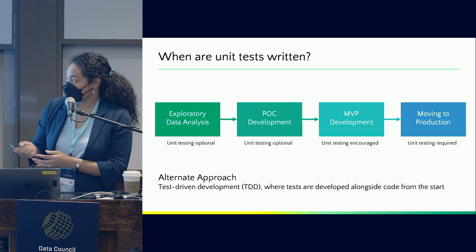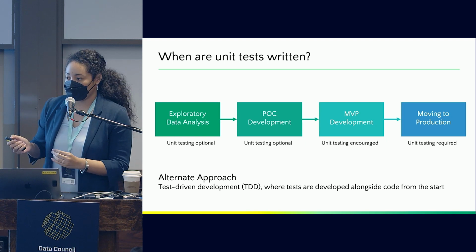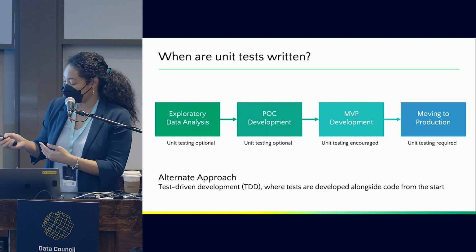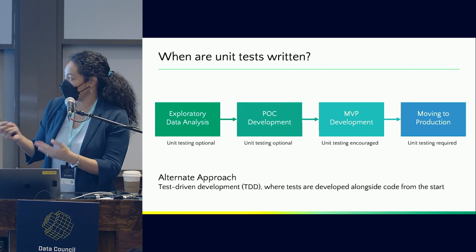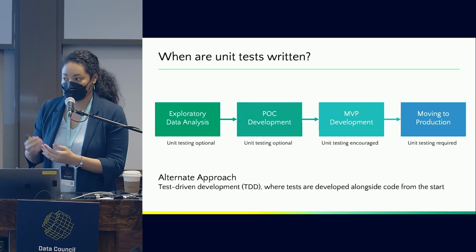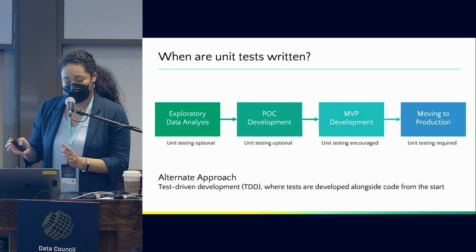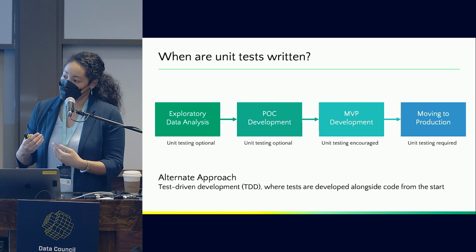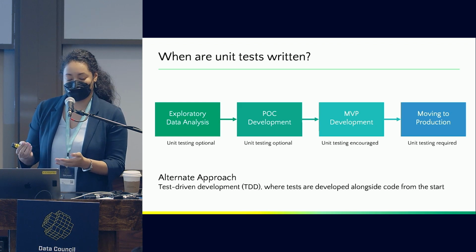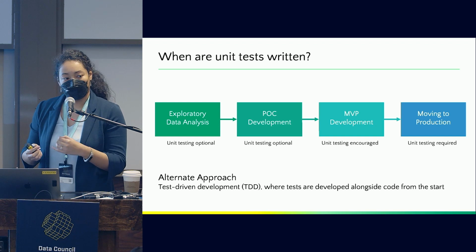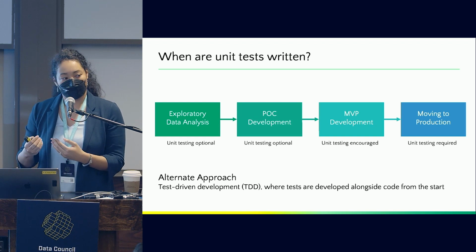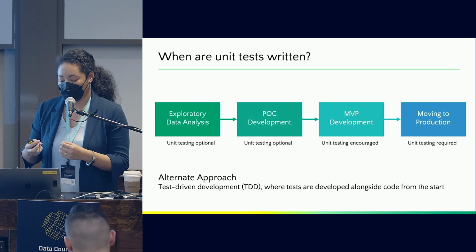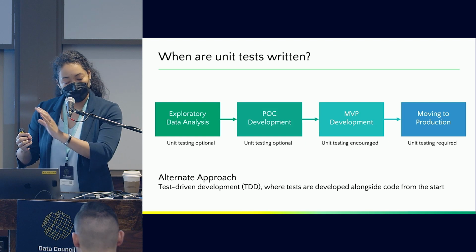So in this example here, we're showing a highly generalized flow of a machine learning or data science lifecycle. You have exploratory data analysis, proof of concept development, minimally viable product, and production. For the first few steps, we see that unit testing is optional. It could still be helpful for what you're working on, but is not usually required at that stage. When it comes to creating the minimally viable product, it's definitely encouraged that you start writing tests at this point if you haven't already, just to ensure that as you're getting ready to go to production, things are already nicely in place.